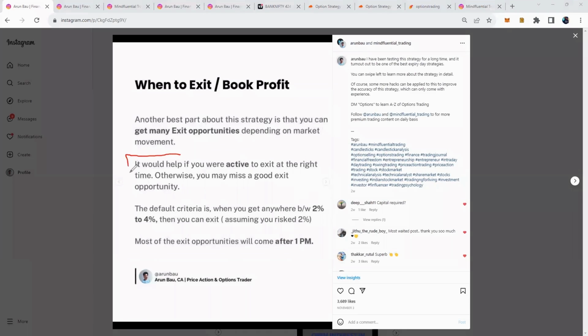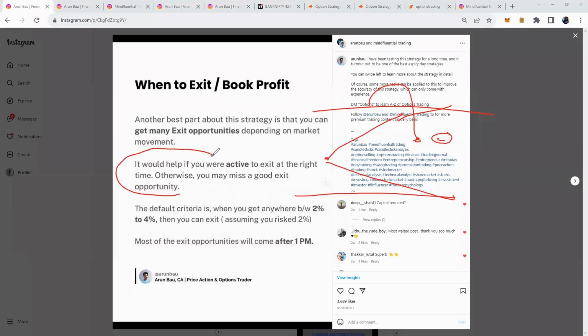I mentioned and wrote clearly that it would be helpful if you are active to exit at the right time. Otherwise, you may miss the good exit opportunity. If somebody is reading this particular post without understanding what I mentioned, maybe he'll not be able to correlate it. Now, if I'm saying that you'll have this range, that means whenever the market comes to this range, you need to be active, check, and close the position. That is what this line is about. Everything that I am mentioning has something important in it. It depends on the person reading it and their knowledge, how much they are able to capture from it. So that was the strategy for expiry day.